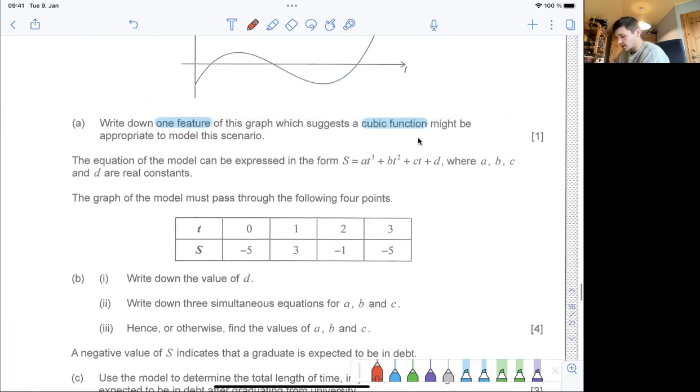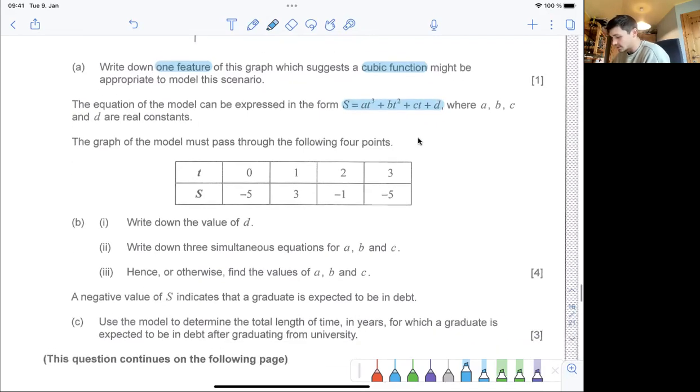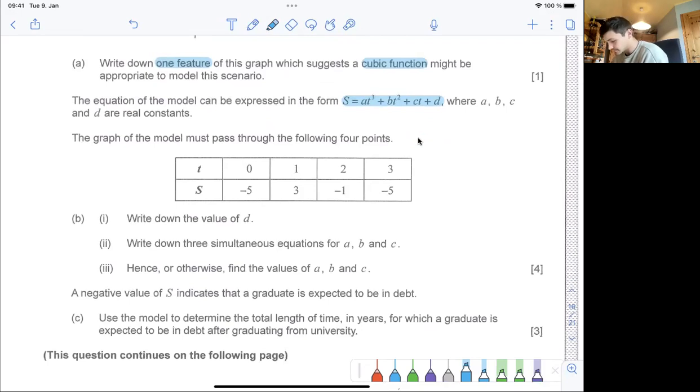So the equation of the model can be expressed in the form S is equal to AT cubed plus BT squared plus CT plus D, where A, B, C, and D are real constants. Let's highlight that because we'll definitely need that. The graph of the model must pass through the following 4 points, from this table. Part B1 asks us to find the value of D.